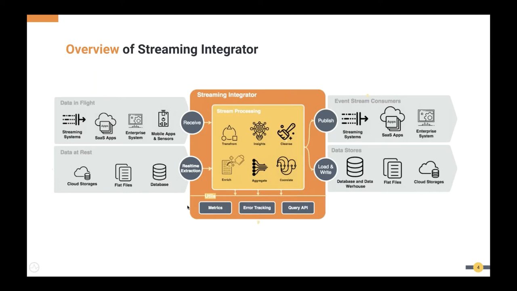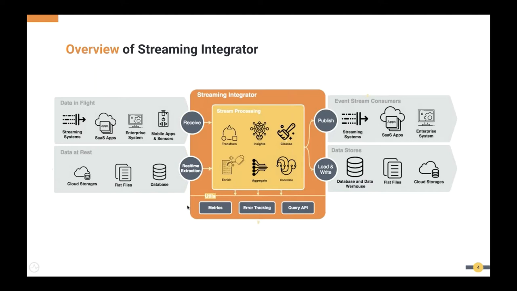Apart from receiving, processing, and publishing data, Streaming Integrator provides some utilities to monitor the whole process, such as how many events have been received and how many events have been published. These statistics can be published into a dashboard, and you can monitor those statistics in real time using the metrics capabilities.